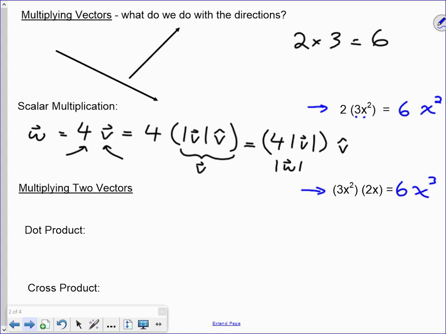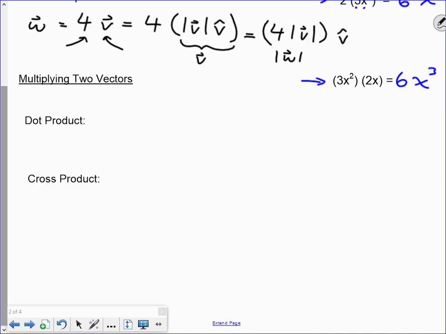So there were slightly different rules that you had to follow when dealing with the coefficients and when dealing with the variables. We're going to look at two types of vector multiplication here, what are called the dot product and the cross product. How they differ is how they get you to treat the directions of the two vectors, and there's a couple of other differences as well. For the dot product, we're going to use the symbol dot. For the cross product, we're going to use the standard multiplication symbol.